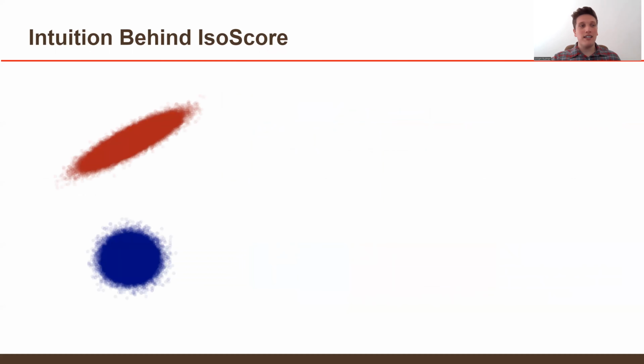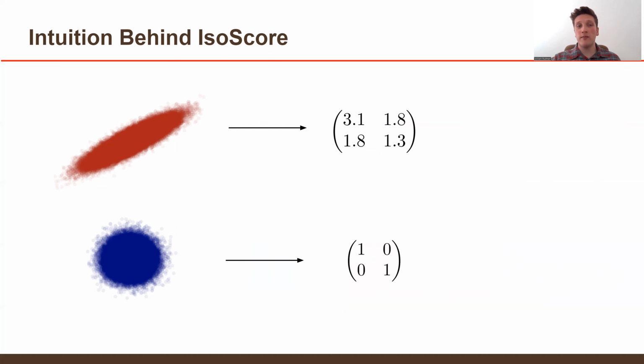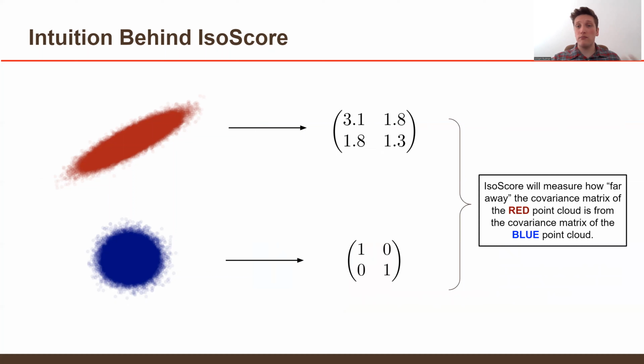So since isotropy is a property of the covariance matrix, IsoScore is strictly a function of the covariance matrix. What IsoScore will do is tell you how far away the covariance matrix of this point cloud in red is from the covariance matrix of an isotropic distribution, so this covariance matrix of this point cloud in blue.